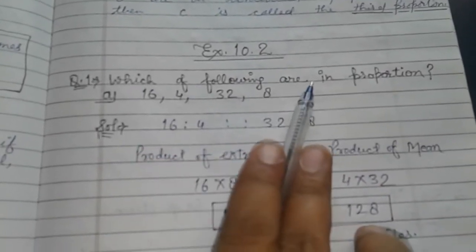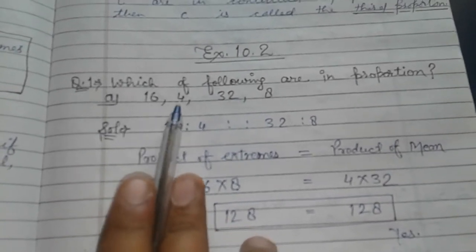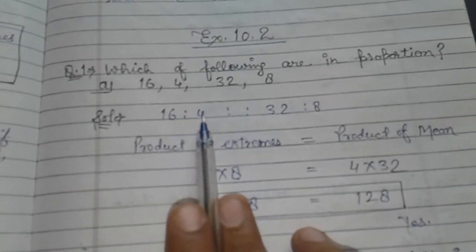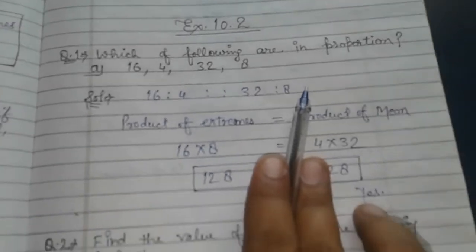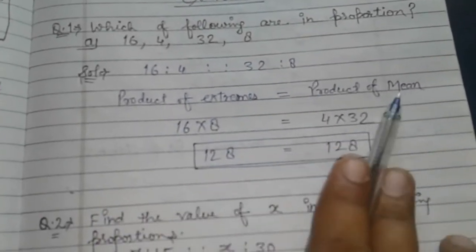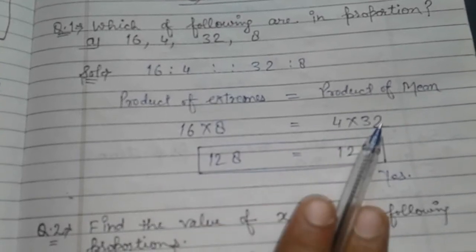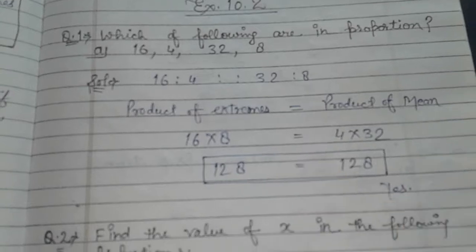Which of the following are in proportion? Part A, I am taking 16, 4, 32 and 8. So 16 ratio 4 proportion 32 ratio 8. Product of extremes and product of means. Product of extremes 16 multiply 8. Product of means 32 multiply 4. 128, 128. So yes, they are in proportion.